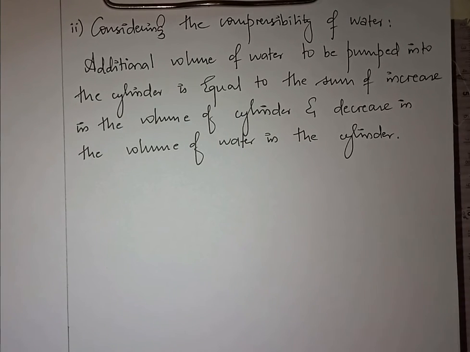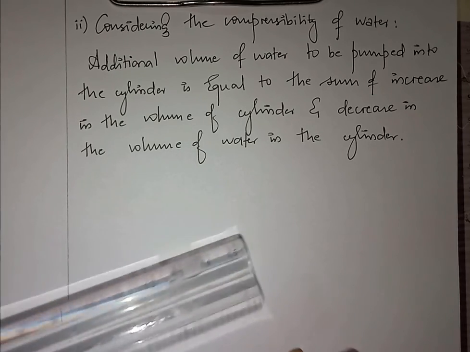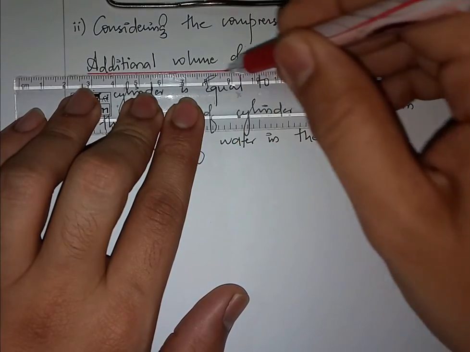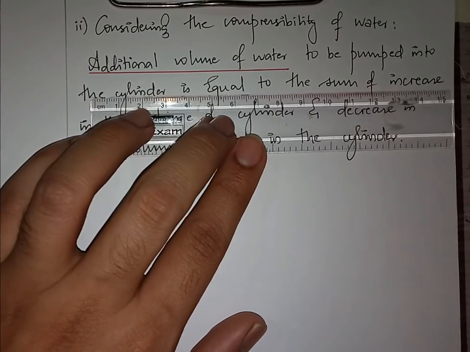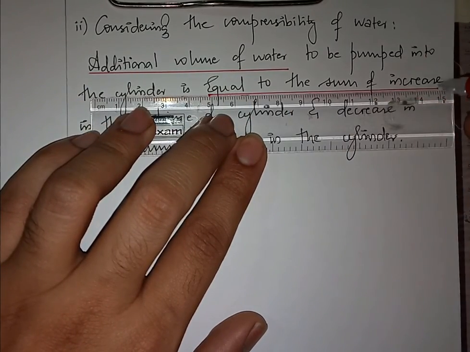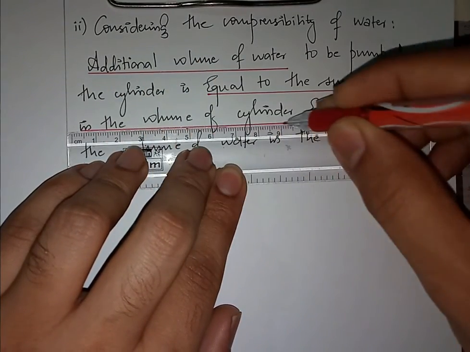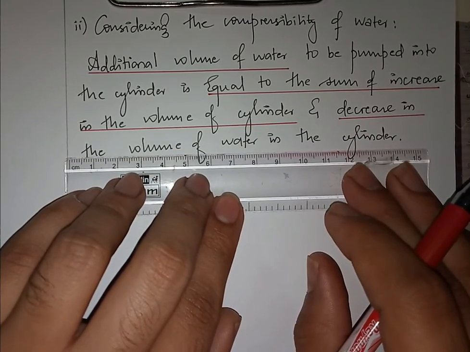Okay, so this point is very, very, very important. Unless and until you catch this point or you understand this point, it is very difficult to solve this problem. Okay, so let me underline that point. Additional volume of water is equal to sum of increase in volume of the cylinder and decrease in volume of water.